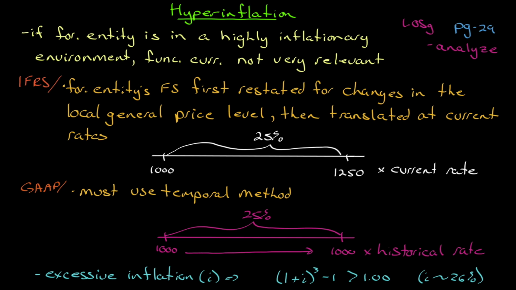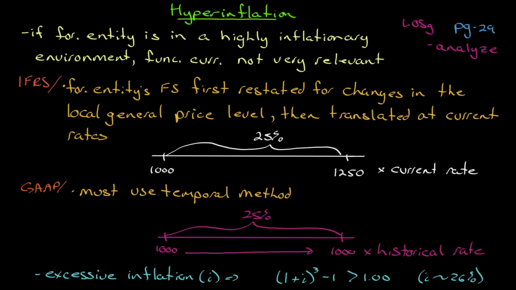IFRS says the foreign entity's financial statements would first be restated for changes in the local general price level, then translated at current rates. And that can sound a little bit confusing. What do you mean? When we say the local general price level, we mean the general price level in the country where the subsidiary is, where the foreign entity is.